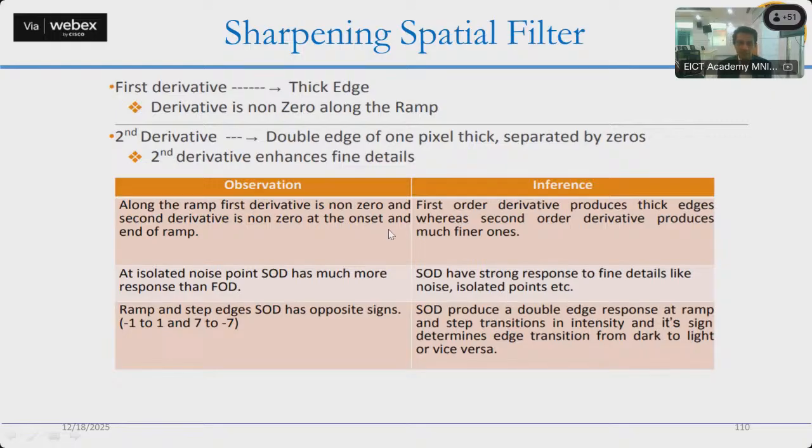So now, coming to this part. What we are saying here in one line is that we are basically sharpening. Sharpening means we are highlighting the boundaries or the edges using the derivative. If your edge is thick, then the first derivative is sufficient. If your edge is thin, then we go to the second order derivative.